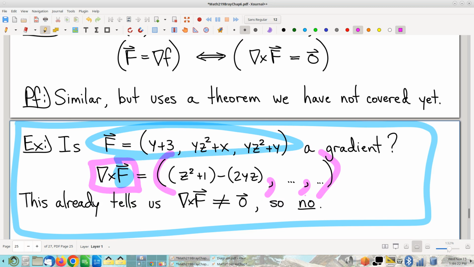Did I see a hand somewhere? Yeah, go ahead. Can you explain why circulations can't have a gradient?